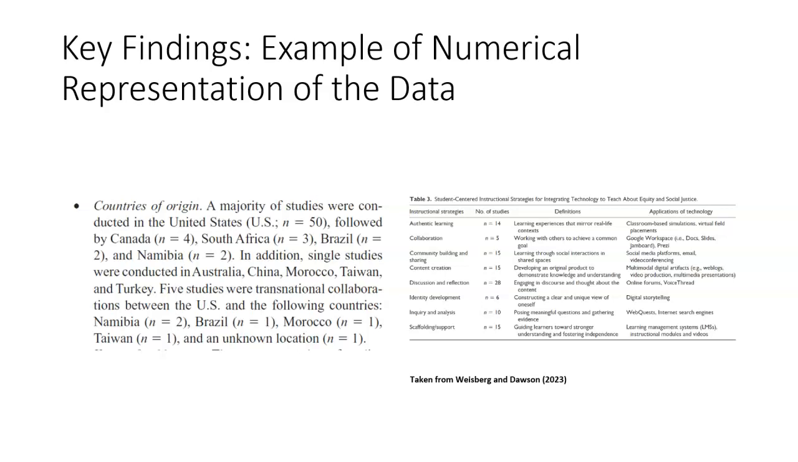So you see here on the right what the authors have done in the far left column. They've organized all of the data, i.e. the articles, based on the instructional strategies, and the number of articles that fit that particular area. The next column is based on the definitions, which means that all 14 of those articles had definitions related to authentic learning. And then the far right column is based on applications of technology.